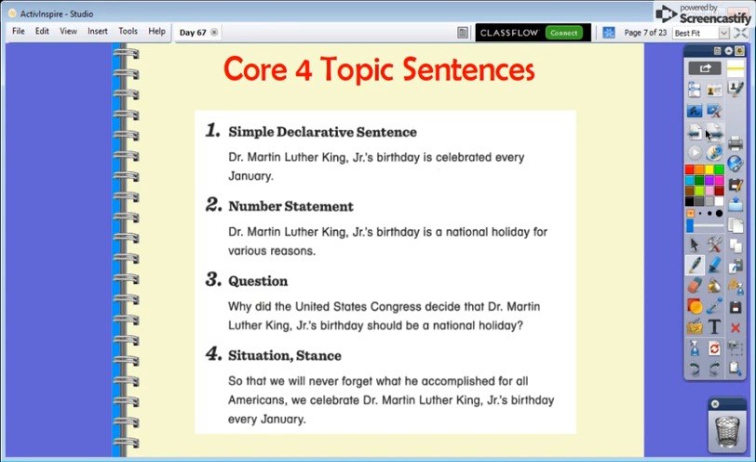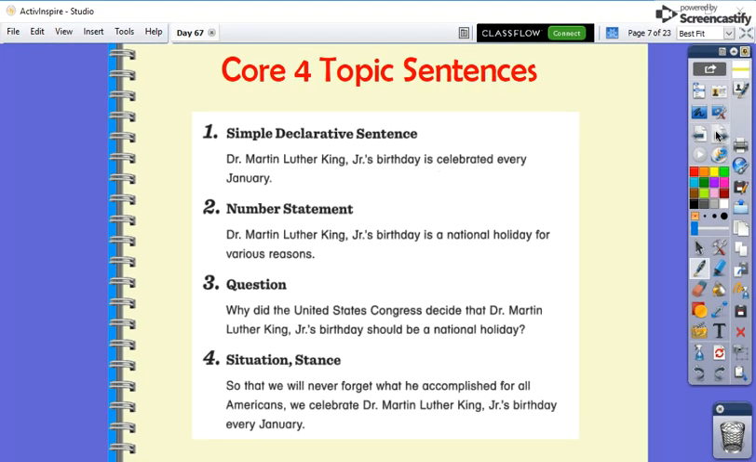We already know the first four, the core four. A simple declarative sentence: Dr. Martin Luther King Jr.'s birthday is celebrated each January. Number two is a number statement: Dr. Martin Luther King Jr.'s birthday is a national holiday for various reasons. Number three, a question: why did the United States Congress decide that Dr. Martin Luther King Jr.'s birthday should be a national holiday? And the last one, a situation stance: So that we will never forget what he accomplished for all Americans, we celebrate Dr. Martin Luther King Jr.'s birthday every January. We've already practiced those four types, so we are going to be adding two new ones today.